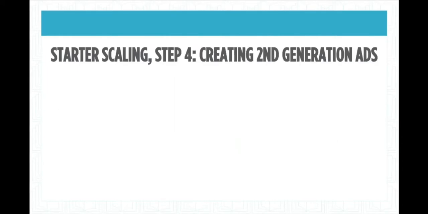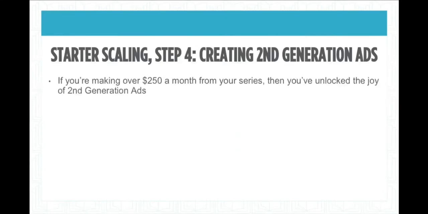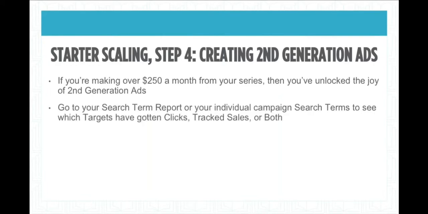Starter scaling step 4, create those second generation ads. If you're making over $250 a month from your series, you've kind of unlocked the joy of second generation ads. You want to go to your search term report or your individual campaign search terms to see which targets have gotten clicks, tracked sales, or both. I'm going to show you where to find those.